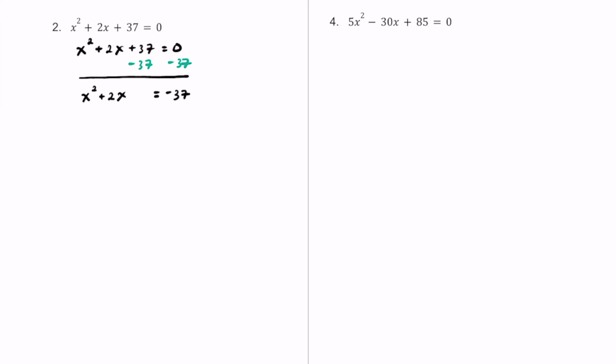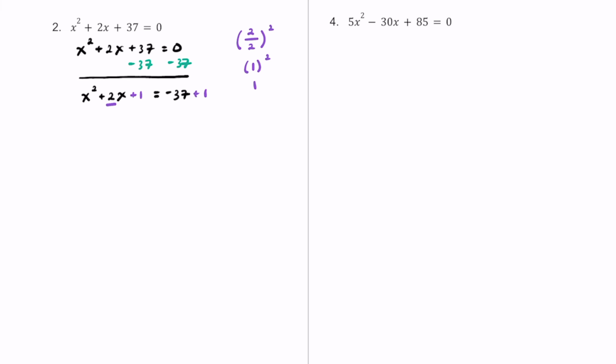Okay. Now for completing the square, look at this b term. This b term is 2. So again, how do you complete the square? We take b, we take half of it, and then we square it. All right, so half of 2 is going to be 1, and if you square 1, that's going to equal 1. So that's going to be the value that completes the square. Let's go ahead and add 1 to both sides of the equation.